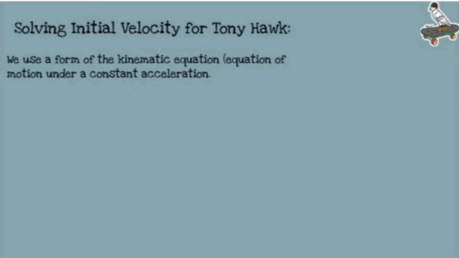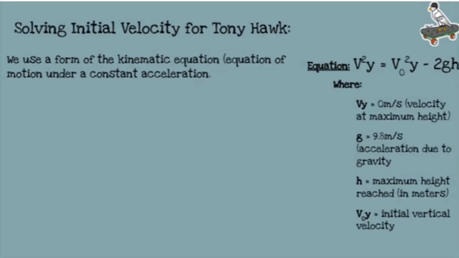To do that, we use the kinematic equation, which is the equation of motion under constant acceleration. This is the equation for that, where Vy is 0 meters per second because that's the velocity at maximum height. g is 9.8 meters per second squared, which is acceleration due to gravity. h is maximum height in meters, and V subscript 0y is initial vertical velocity.